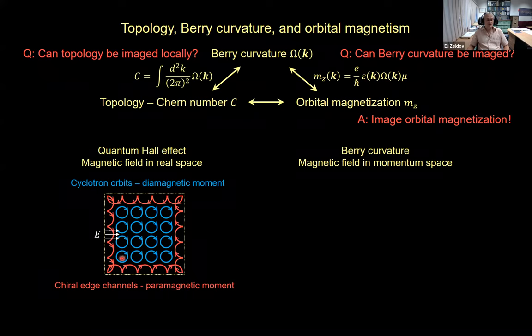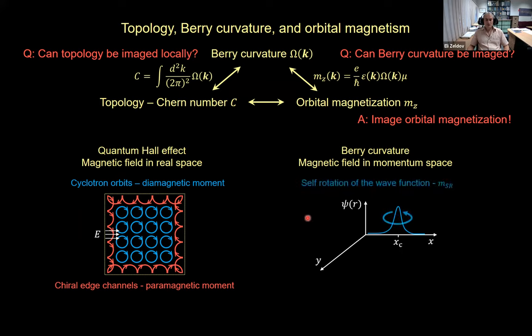These currents are a result of the in-plane electric field due to the confining potential that gives rise to these chiral edge channels that flow in the opposite direction to the currents in the bulk. Similarly, the Berry curvature induces two components of orbital magnetization. One is the self-rotation of the wave function, which we call M self-rotation, MSR, which is analogous to these cyclotron orbits in some sense.